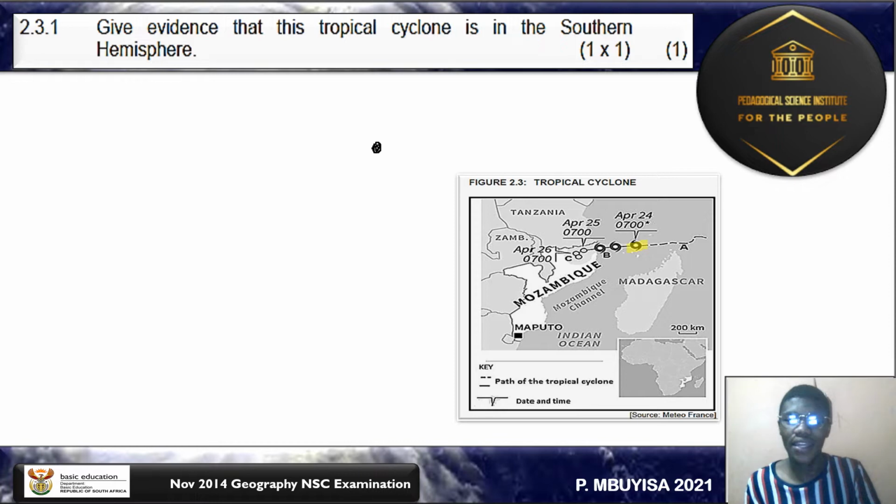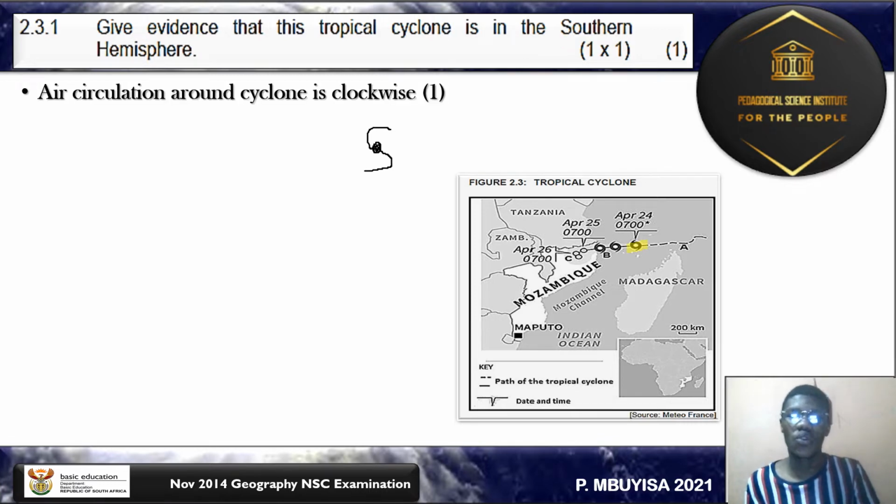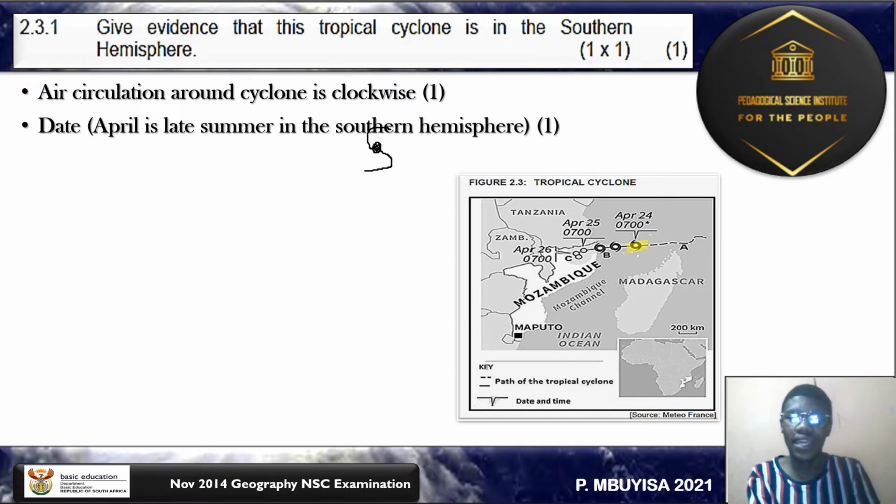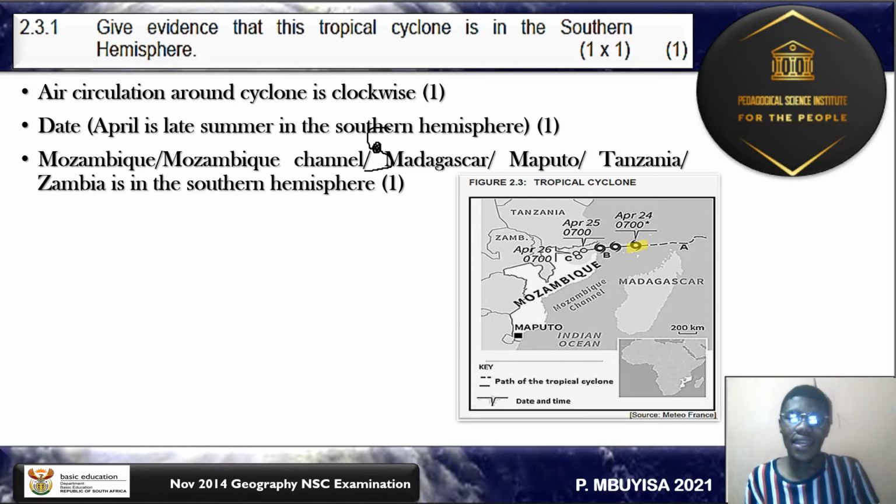Now, if you look at your eye, it's shaped something like that. In a way, it's shaped something like that. So that shows you that our air is circulating in a clockwise direction, and tells us that it's in the southern hemisphere. And if you look at the date again, it is April, and since it's April, it's telling us that it is late summer.